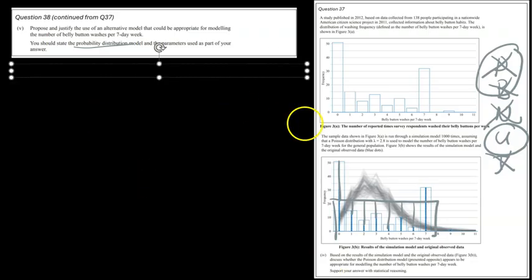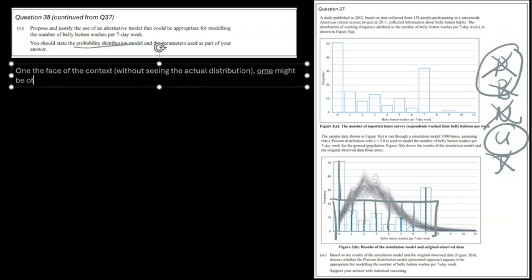I've switched to the text, and now the question basically says we need to suggest what model is appropriate and some parameters that might be appropriate as well. So that's up here. So suggest an alternate model and the parameters that we need to have. So let's suggest a uniform distribution.